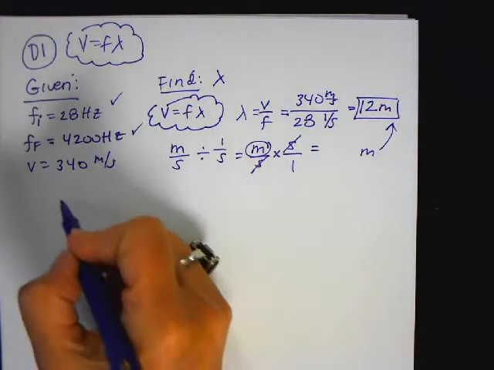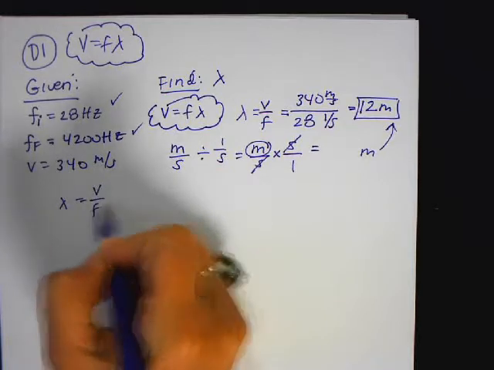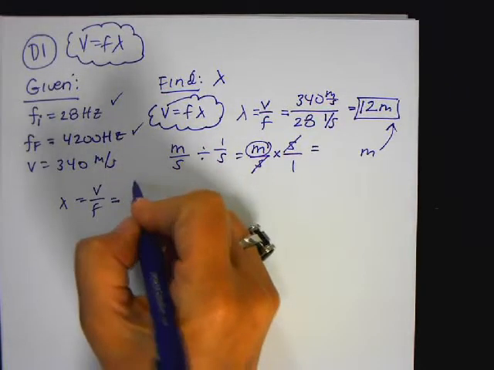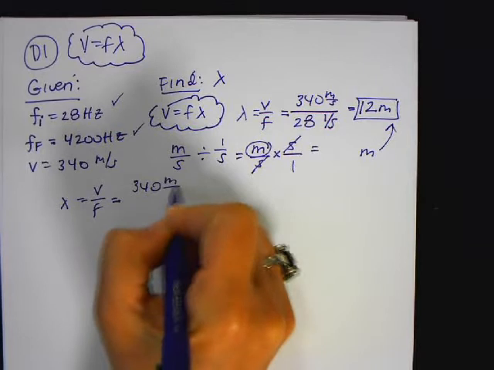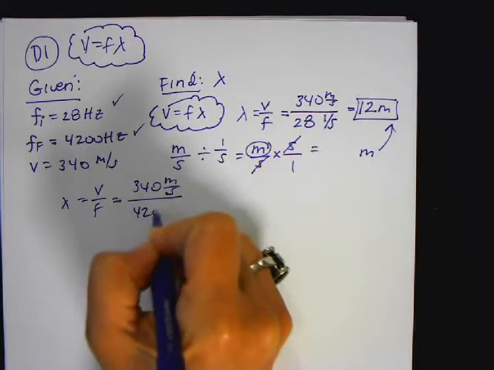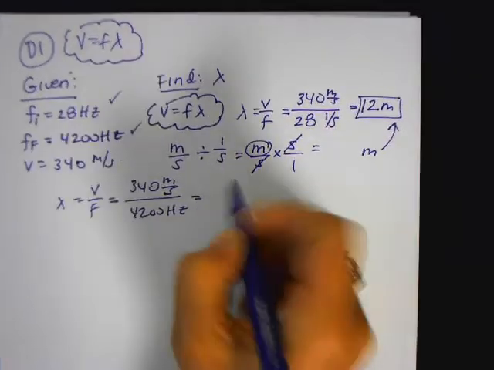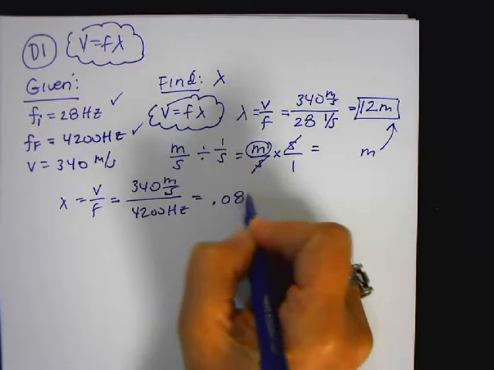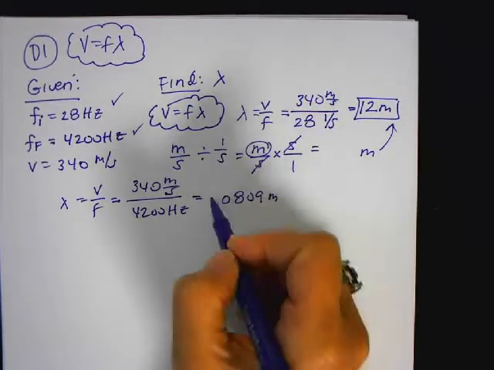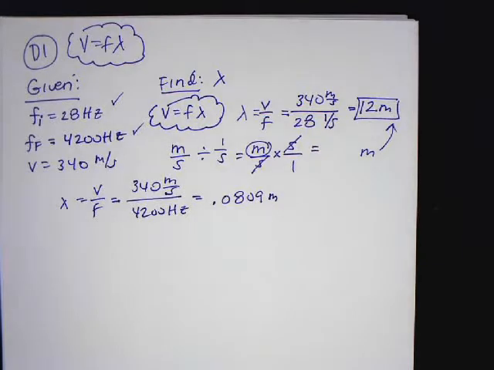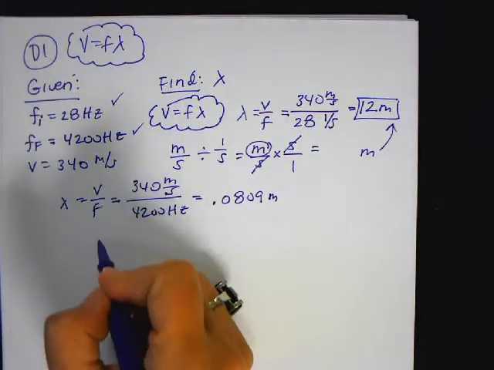Then I'm going to do the same thing with the other one. So lambda is V over F. So it's equal to 340 meters per second divided by 4,200 hertz. So this comes out to 0.0809 meters.